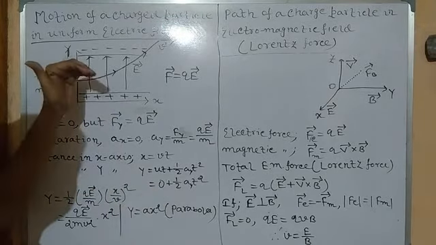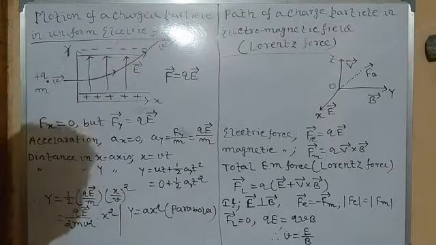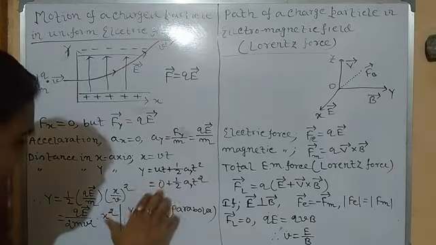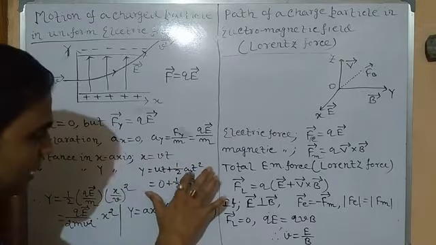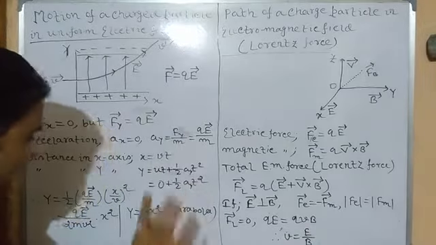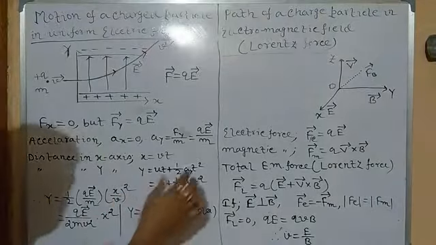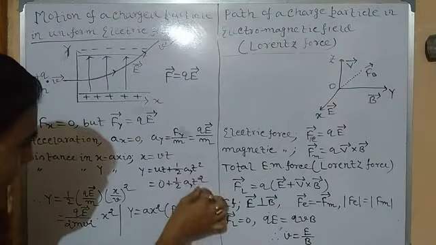But after entering this electric field, it experiences an acceleration. So initial velocity is 0, and y equals half a t square, where a represents the acceleration along the y-axis. So now we will put in the values of both a_y and time t.